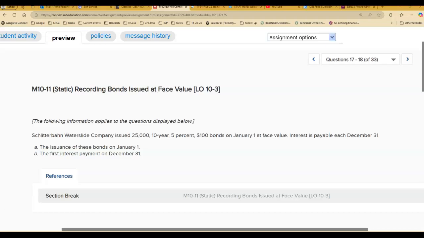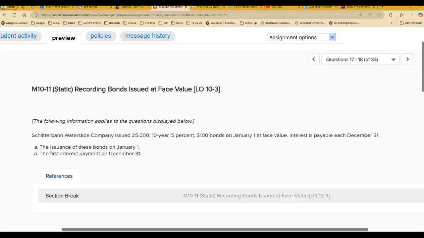We're starting with Chapter 10, Static Exercises, number 17. Okay? So the great thing is we're starting off with something fairly easy. So let's take a look.